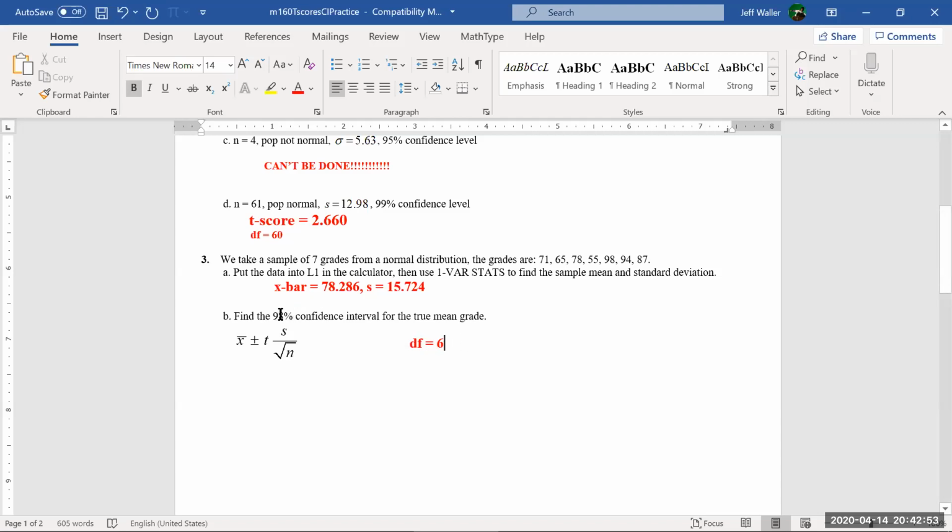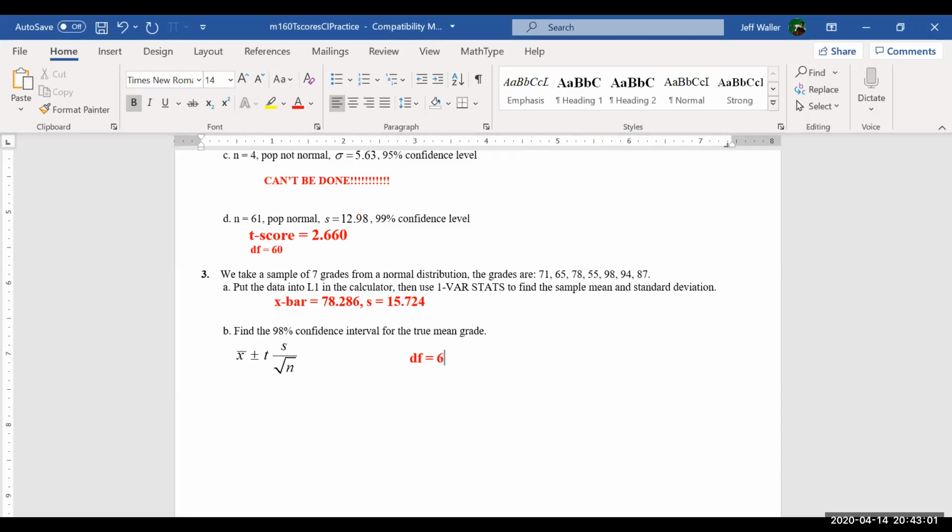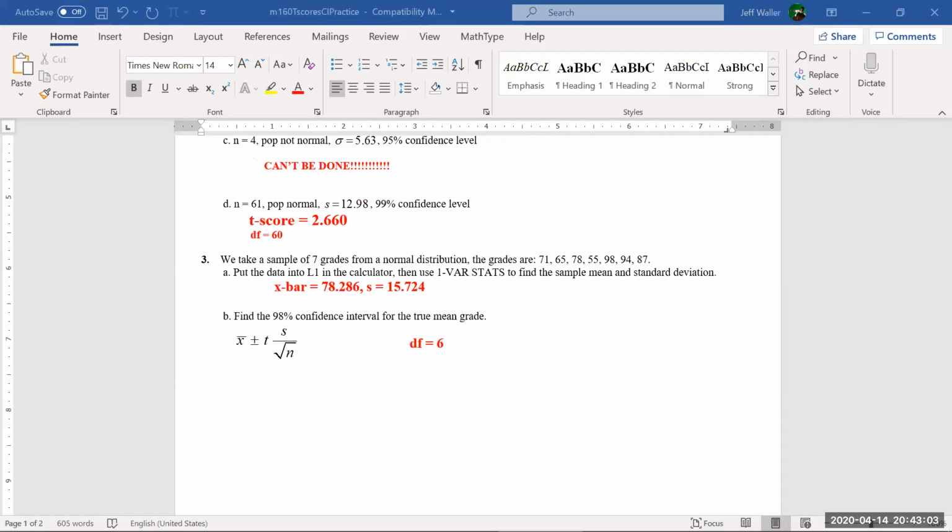And I know I want 98% confidence. So alpha is 0.02. There's 2% in two tails. So if you look up on the chart, 2% in two tails, and I stop at 6, 3.143. 3.143 is the t-score I want to use.